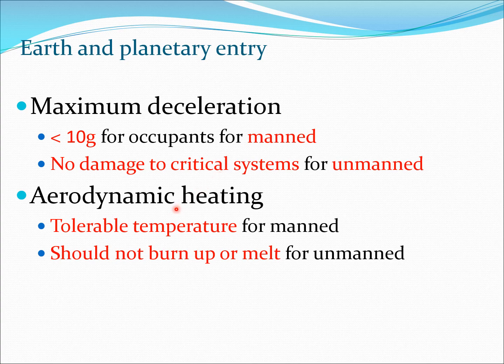Now let's turn to heating because we discussed this deceleration problem in the last lecture. As far as heating is concerned, there are two situations which are possible. If you have a manned spacecraft, you need to have tolerable temperatures when you make the entry, and if you have an unmanned spacecraft, then you should not burn up or melt if you want to recover the spacecraft or the equipment or things inside the spacecraft. So this is the situation which we are going to discuss today. And to do that, we need to develop some model about the heating process as you enter the atmosphere, which will help us figure out how to design the spacecraft itself.